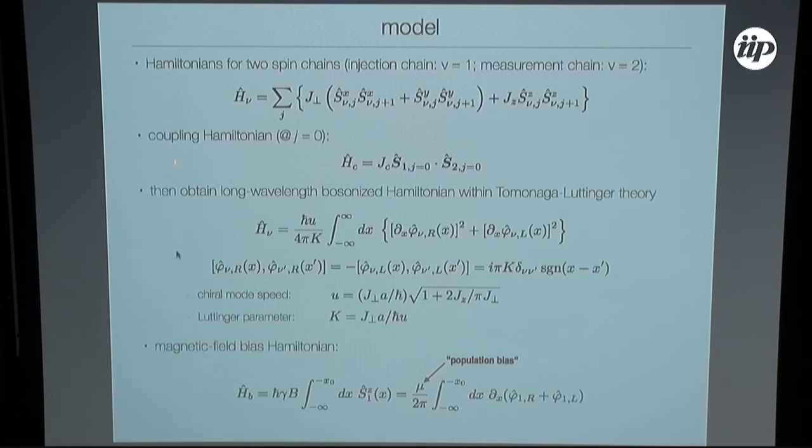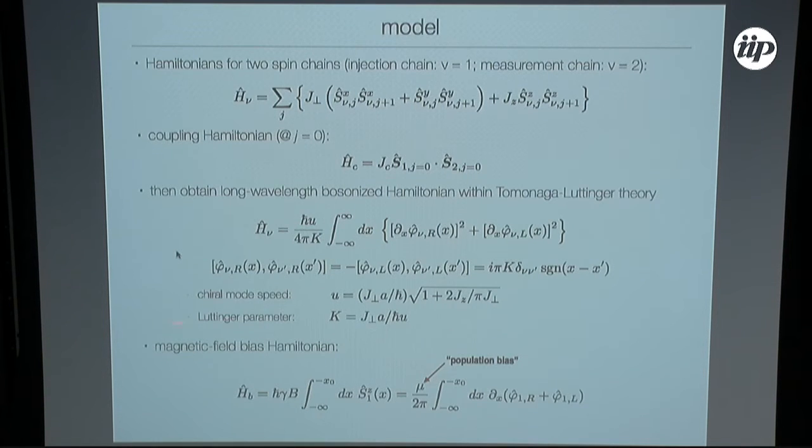Okay, so the model is that I have two quantum spin chains, XXZ model, which are coupled via the usual spin-spin coupling at the contact point. And then for the long wavelength theory of this XXZ model, we can use the Jordan-Wigner transformation and then bosonize the fermion model to Tomonaga-Luttinger theory. And then you get this sort of bosonized Hamiltonian.